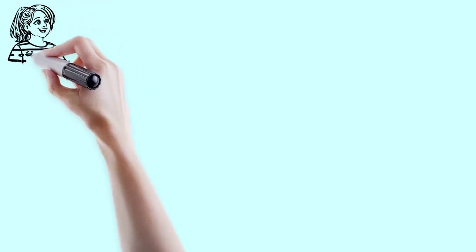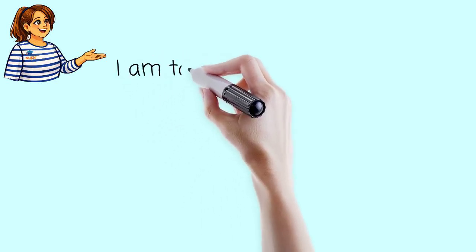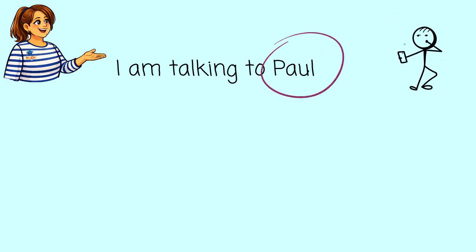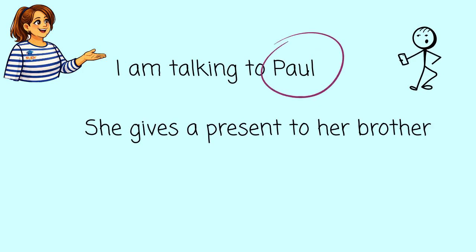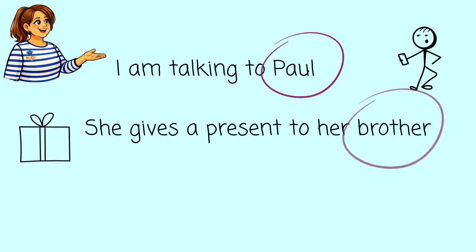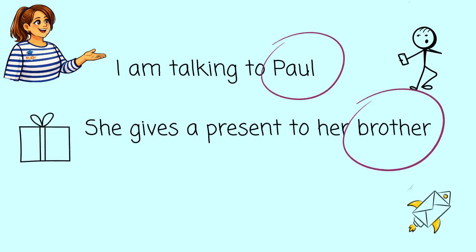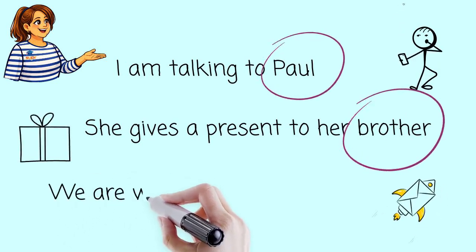Let's start with the idea of an indirect object. In English and in French, some verbs send their action to someone or for someone. If you can add to or for and it still makes sense, you probably have an indirect object. For example, I am talking to Paul. Paul is the indirect object. She gives a present to her brother. Her brother is the indirect object. We are writing to our friends. Our friends are the indirect object.